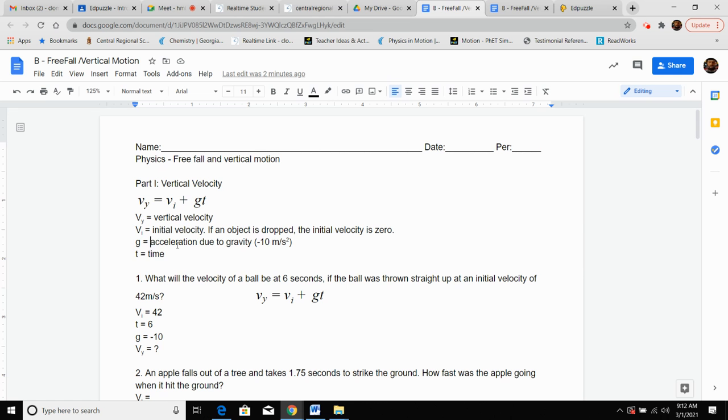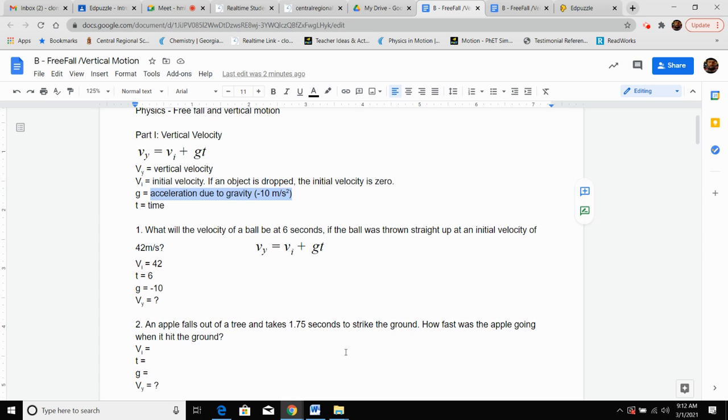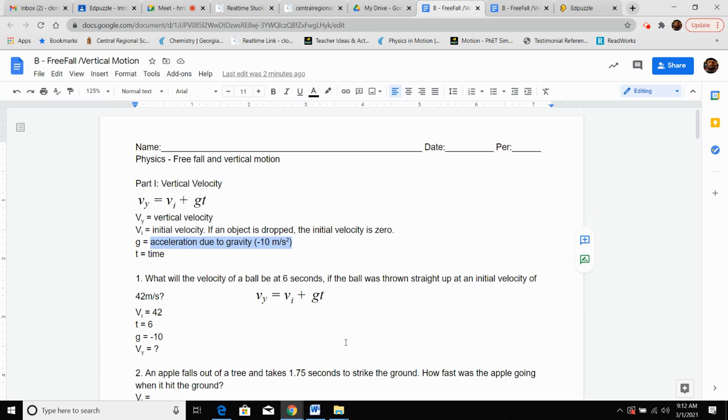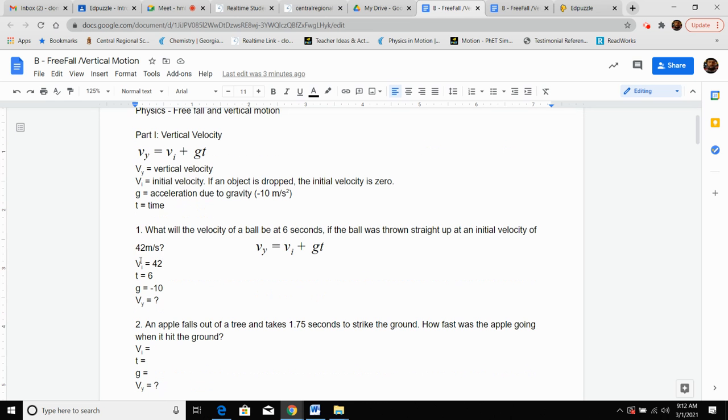So note, guys, that this value is never given specifically in one of these problems. So you must just know that, okay, g is -10. So what I wrote out for the first one: what is going to be the velocity of a ball at 6 seconds if this thing was thrown straight up at an initial velocity of 42 meters per second? So they told me right off the rip, the initial velocity is 42, and they gave me a time. They didn't tell me anything else. And I wrote out the other variables. So I typed in that g is -10, and we're looking for Vy.